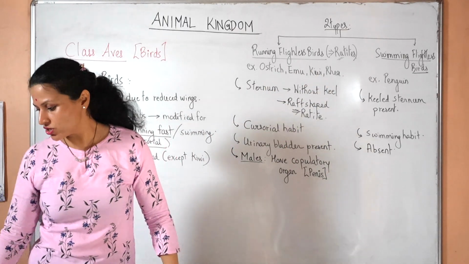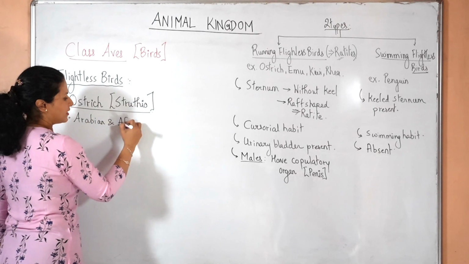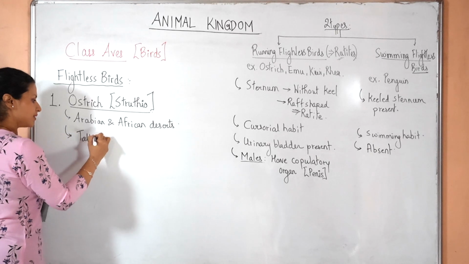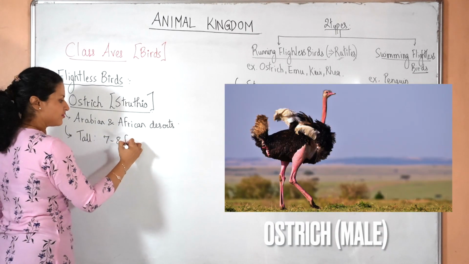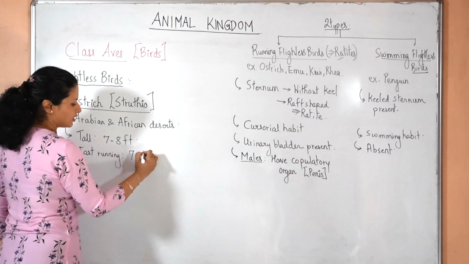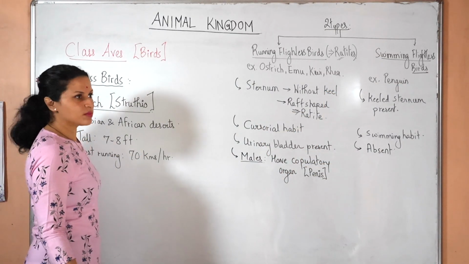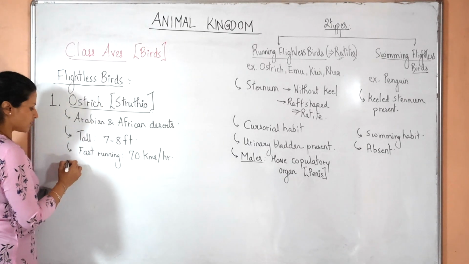Let's take up ostrich, Struthio. It belongs to the Arabian and African deserts. It's quite tall, about 7 to 8 feet tall. It has a fast running speed of up to 70 kilometers per hour. An average human runs about 8 to 10 kilometers per hour. This one is a fast runner, as you can see.